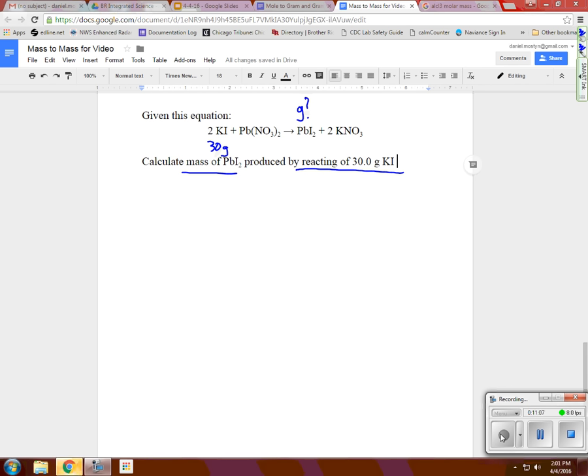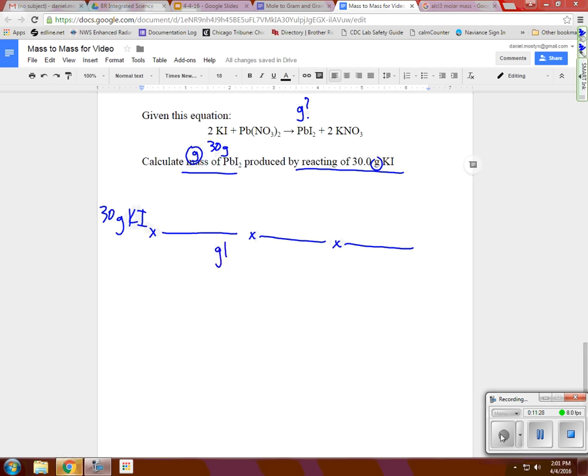And we start our bridge method with what we're given, 30 grams of KI. This is a gram to gram problem. Mass is measured in grams, and we start with grams and we want grams. So it's going to be a three-stepper. 1, 2, 3.